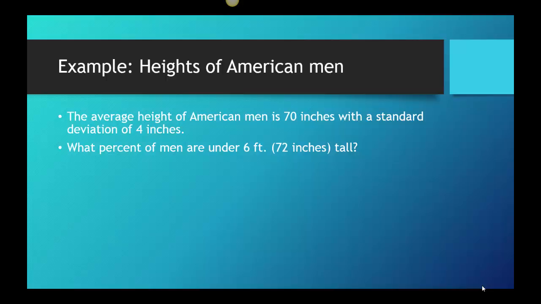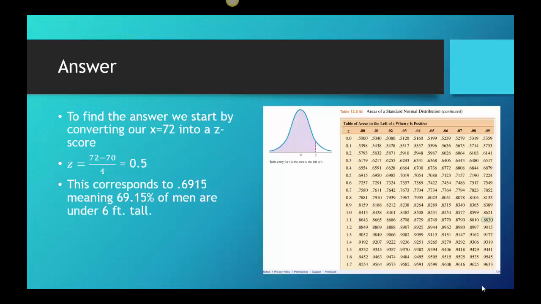So the average height of an American man is 70 inches with a standard deviation of 4. What percent of men are under 6 feet tall? So first thing I did was say, well, 6 feet is really 72 inches. So to find the answer, I'm first going to start by changing this x is 72 into a z-score. So I take my 72, subtract the mean of 70, and divide by 4 to get 0.5.